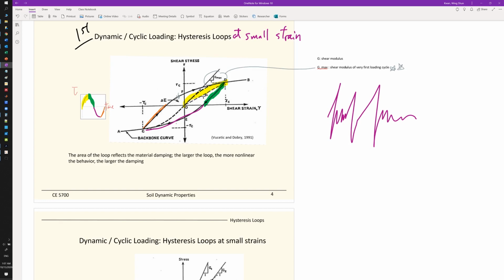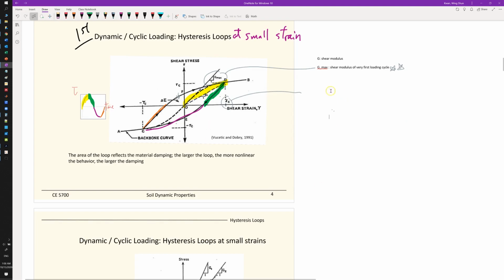Another point here is the very first loop, the maximum point you're hitting there, the shear strain level, we call the gamma C. So the gamma C here is what we call the cyclic threshold, which is the boundary between elastic and inelastic behavior.